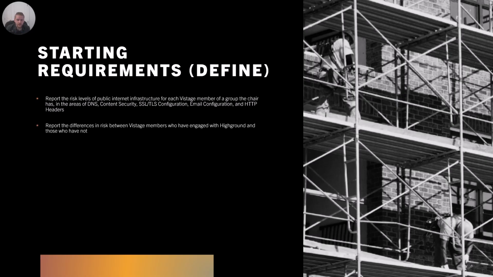Next, we want to be able to report the differences in risk to the chairs between Vistage members who've engaged with Highground and actually done something about their cybersecurity posture and those who haven't, so that they can see things get cleaned up over time. We want to be able to report the aggregate risk of the group as a whole to the chair who oversees multiple groups, because the added wrinkle here that I didn't quite cover is that a chair can be in charge of one group, or they could be something like a master chair in charge of multiple groups. Think about a bishop versus a cardinal versus a priest. It's the same exact concept in the hierarchy.